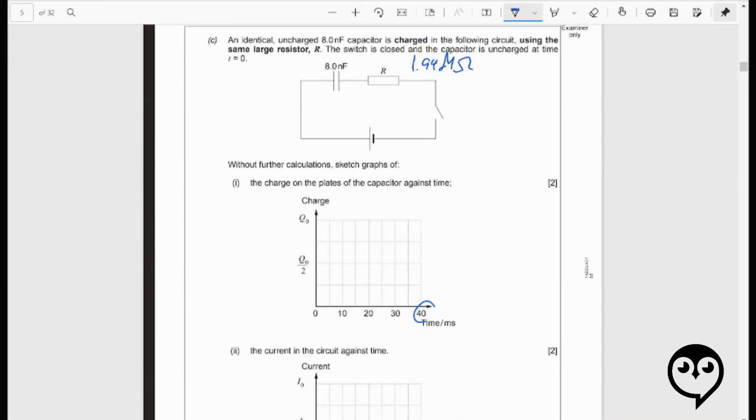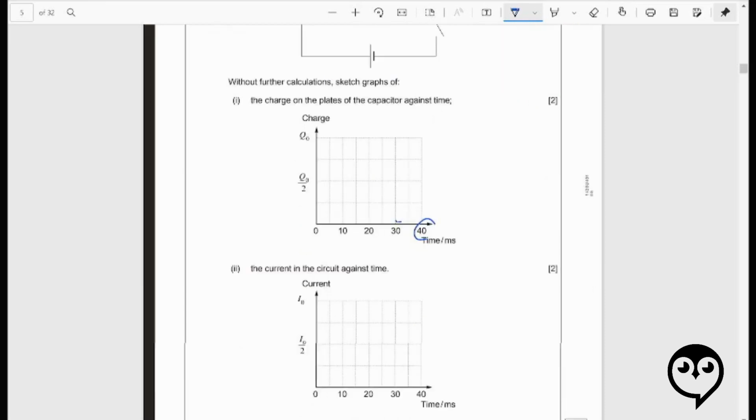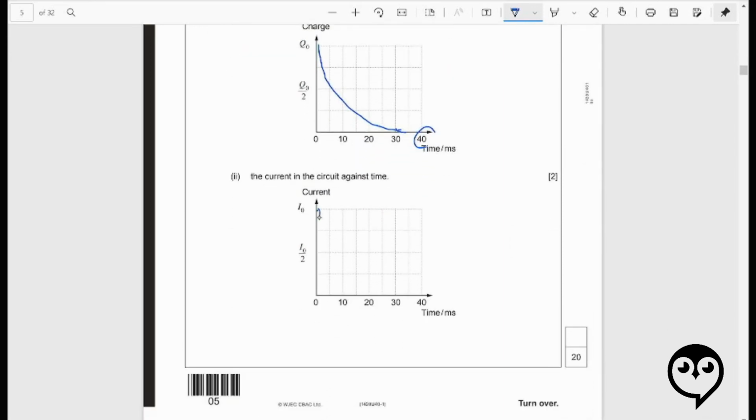Same large resistor, same capacitance. Time constant is still TC. Time constant is still 15.5 milliseconds. So I'm not sure where it's supposed to be a half, but I would say it needs to go something like that. Charge. Oh, I'm sorry. This is the current.